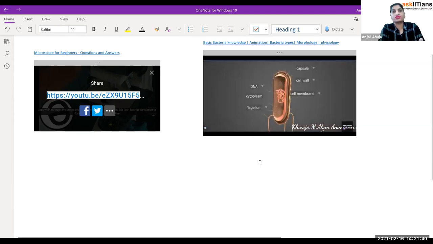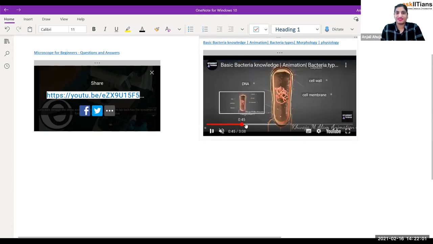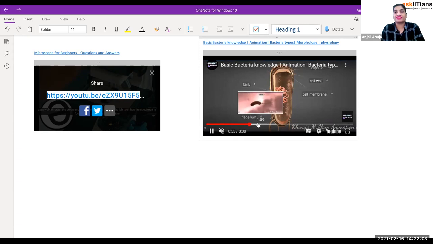Now they are showing the basic structure of the bacteria. They are showing DNA, cytoplasm, flagellum. See, in this diagram, there is more than one flagellum. Then there's a capsule, cell wall, and cell membrane. All the parts I have explained to you already, so I will not speak it again because I know that you're intelligent enough to understand. If you did not, just move back the video and see it. Okay. So in this video, they're explaining all the parts, so I'm not going to say it again.